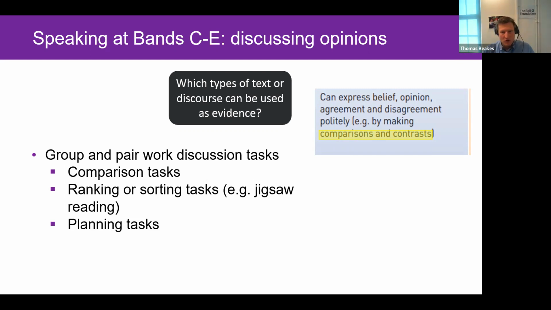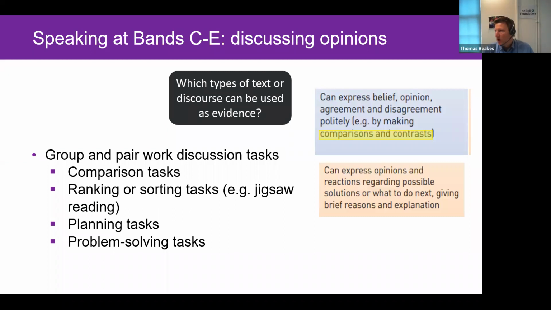We might also want to look at planning tasks or problem solving tasks where the students are working together discussing what we're going to do. Whether that's planning a science experiment, or it could be some kind of problem solving task as part of a project that they're doing. And again, we can see how this might map onto this band D descriptor, where we're talking about discussing solutions and what to do next. So that would link nicely onto those types of tasks.